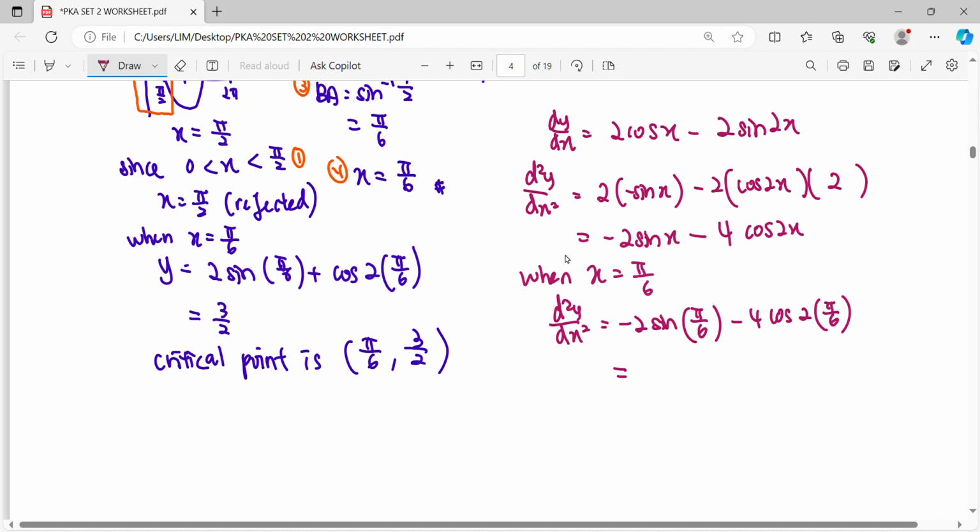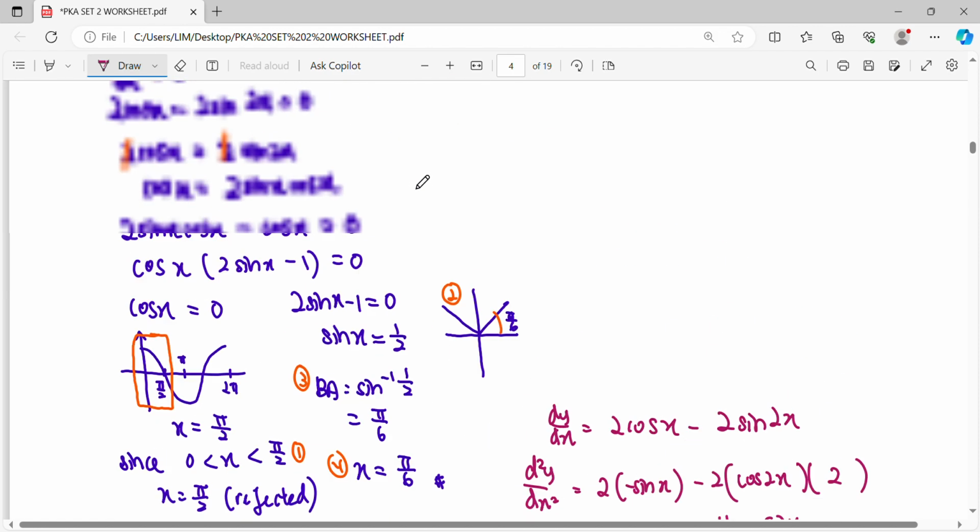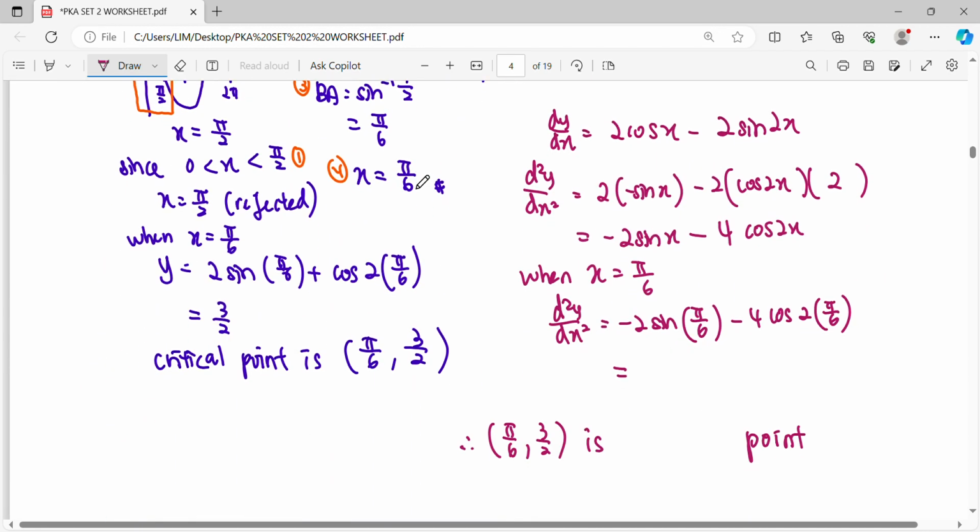So help me calculate this. What's the answer? Negative 3. So less than 0, concavity downward, this is the maximum case. Conclusion, this is a maximum point.